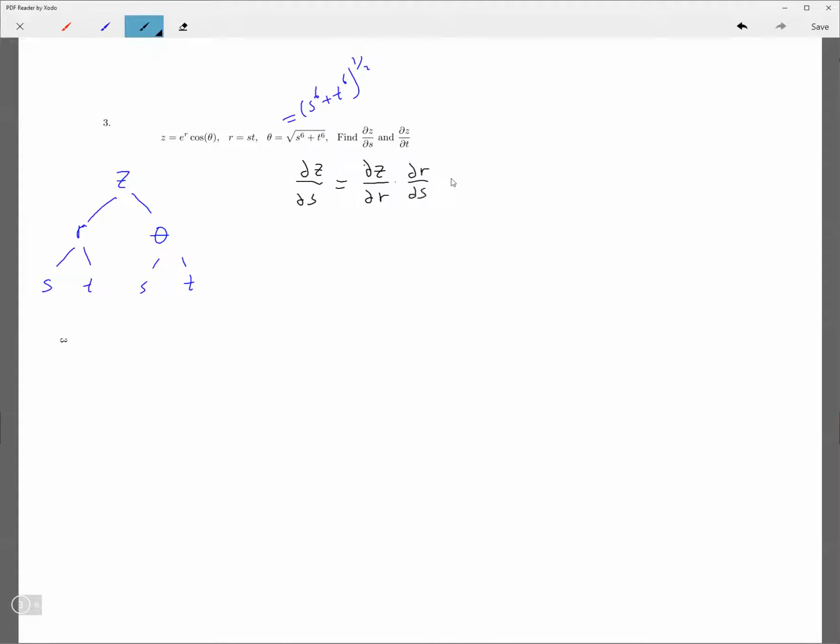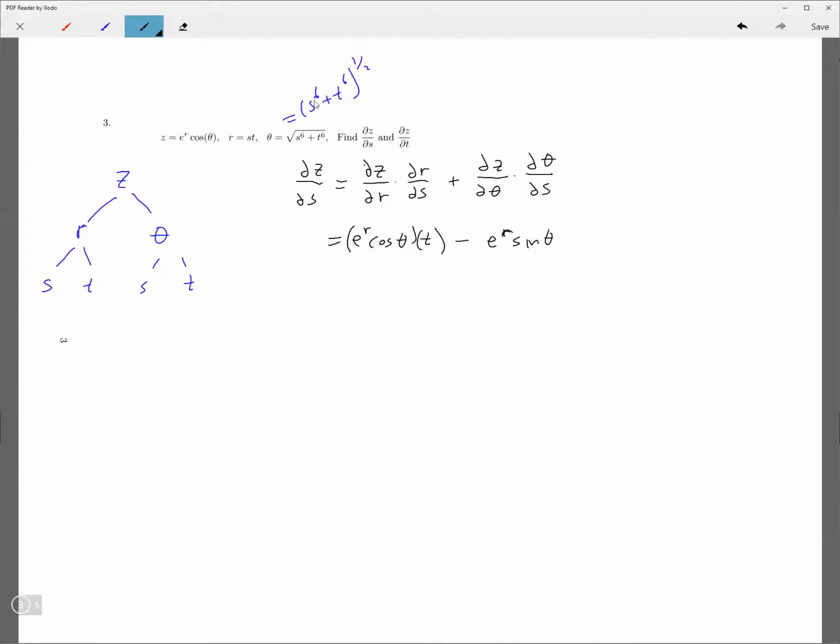Okay, so dz dr is just a constant when you do that, so it's just going to be e to the r cosine theta, times dr ds. That would be the partial with respect to s, which is just going to be t. And then this one, dz d theta, that's going to be minus e to the r sine theta times d theta ds.